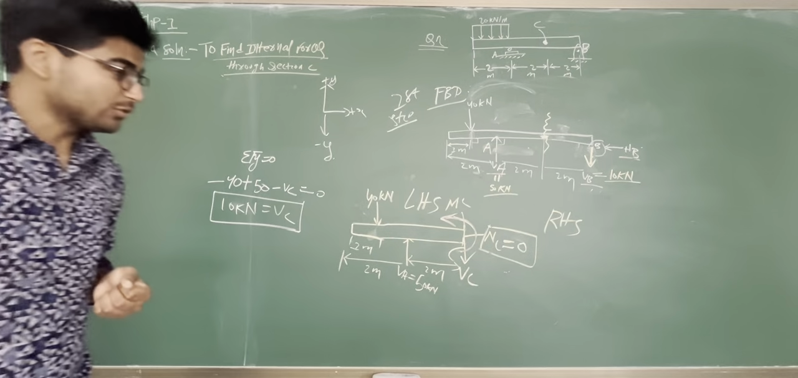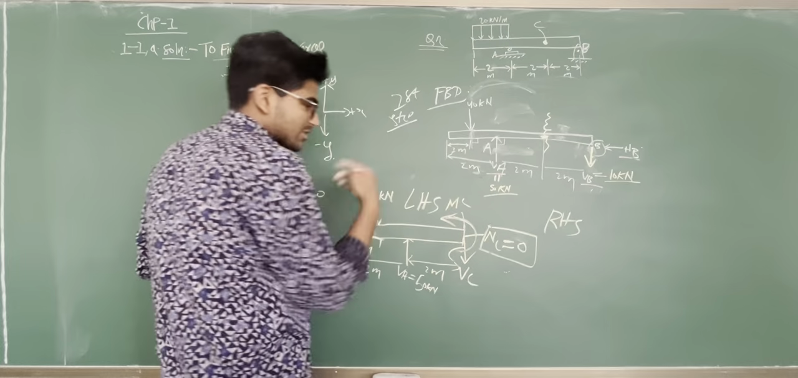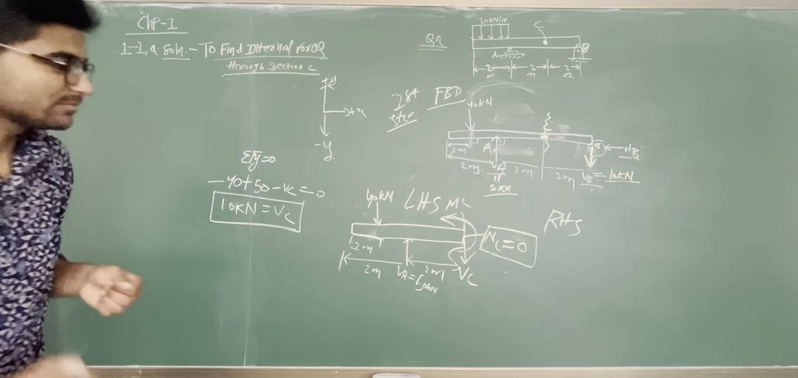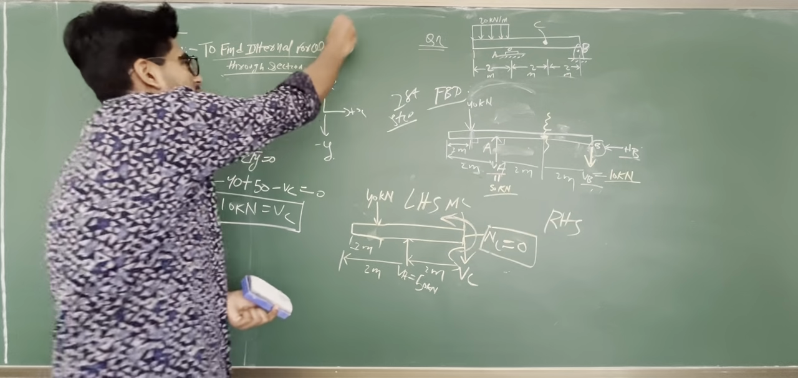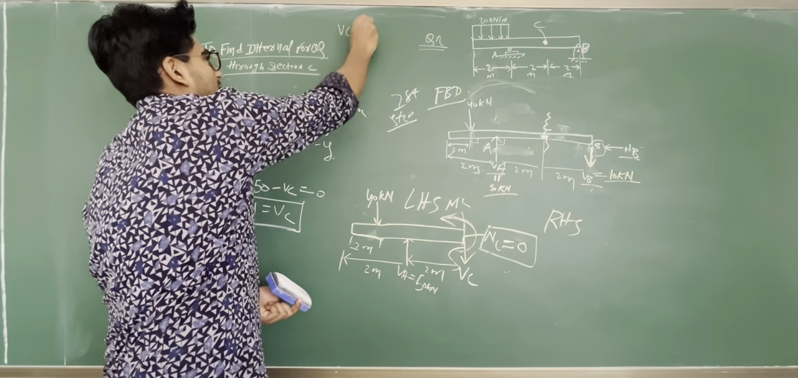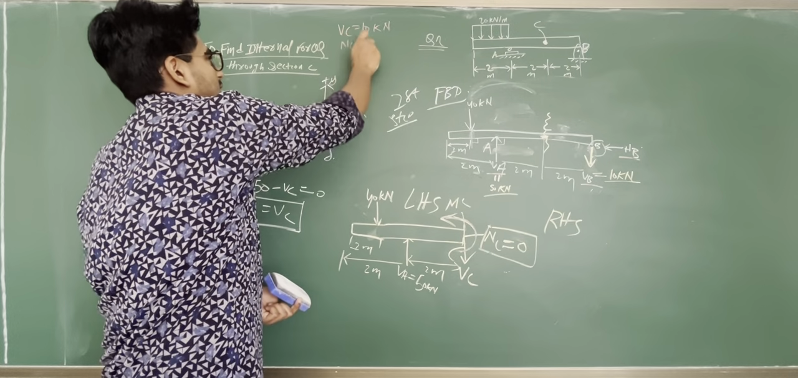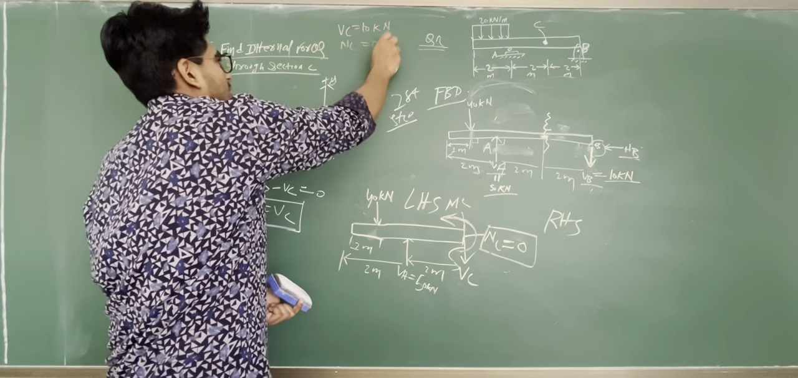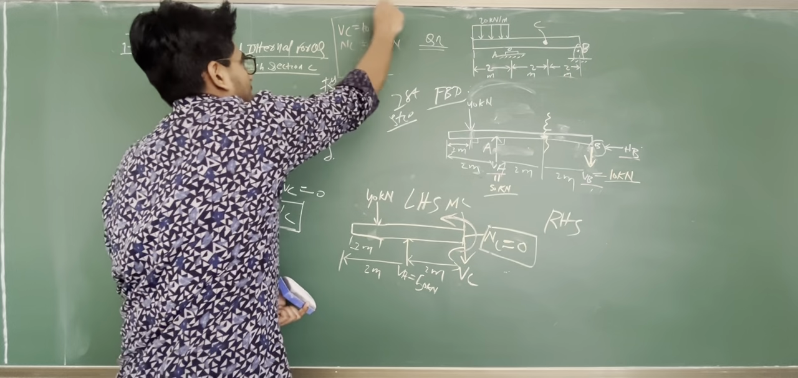So that's why I told you this. You see, this moment is in which direction? This is anti-clockwise, clockwise. You have to understand those things. Okay, so we find BC. We will write over here: BC equals 10 kilonewton. What we got? NC equals 0 kilonewton. Right? Now we have to find MC.